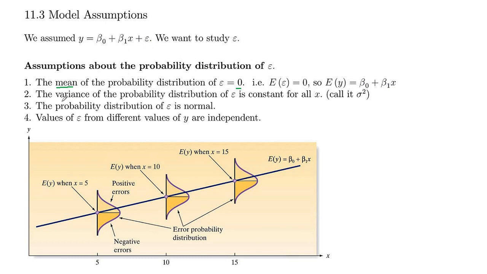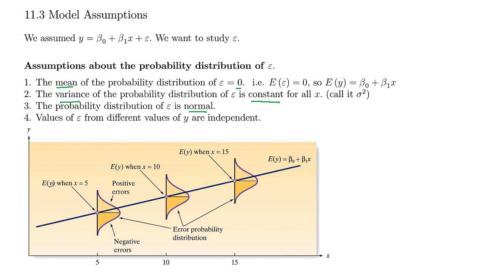Also, the variance of the probability distribution of epsilon is going to be constant for all x values. We'll call that variance sigma squared. Then the probability distribution of epsilon is normal, so it's a bell-shaped curve. And the values of epsilon for different values of y we're going to assume are independent.